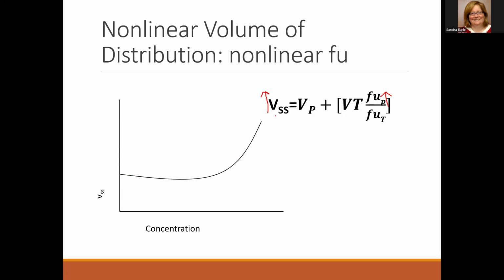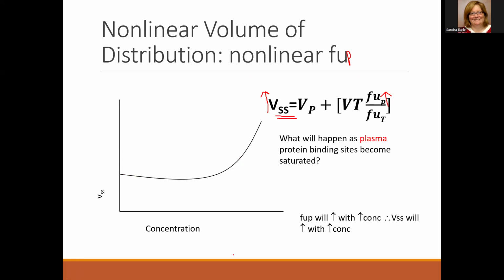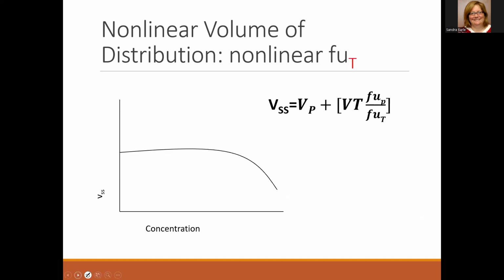So our volume distribution will increase with nonlinear fraction unbound in plasma, won't it? As you overwhelm those plasma protein binding sites. So what will happen? You'll see an increase in the fraction unbound and therefore the volume distribution. So fraction unbound will increase with increasing concentrations, therefore the volume of distribution will increase with increasing concentrations.